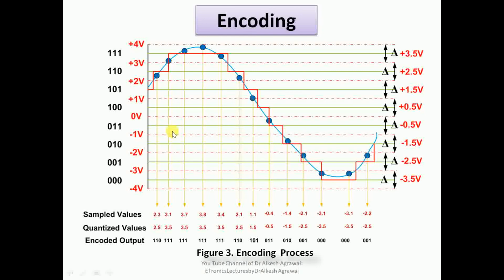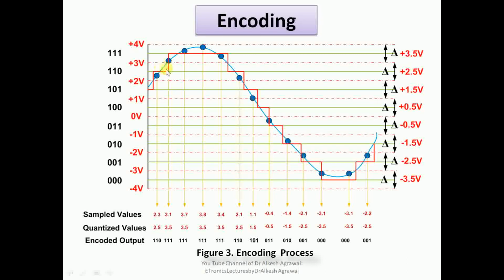Now let us come to the encoding process. Here you can see that each quantization level is being encoded by a certain number of bits. Why have we taken 3 bits only? Because the number of quantization levels is 8, and if there are 8 levels, each level will be encoded by 3 bits. So the first level is 000, the next quantized level is 001, then 010, 011, 100, 101, 110, 111.